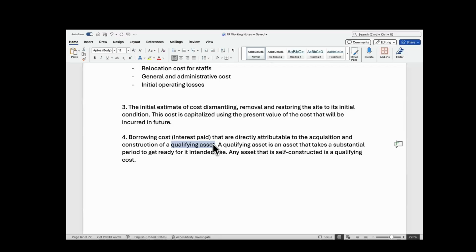After construction is completed, if you are still paying interest on the cost you used to construct, that one will be expensed. Okay? Thank you. Yeah.